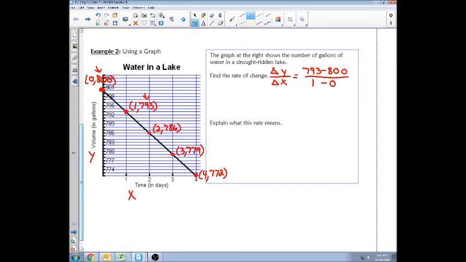793 minus 800 would get me negative 7 over 1 minus 0 would get me 1. So my rate of change is negative 7. Explain what this rate means.